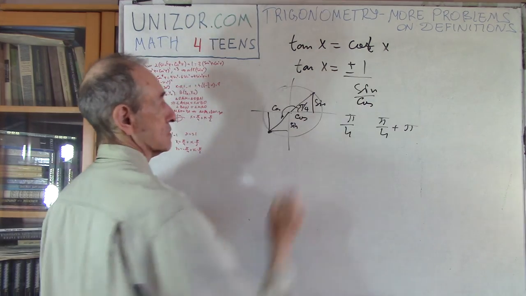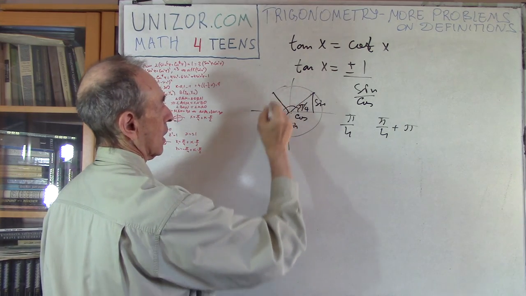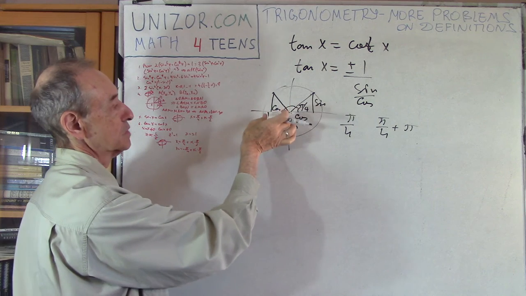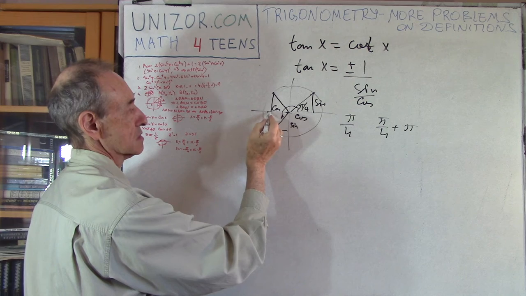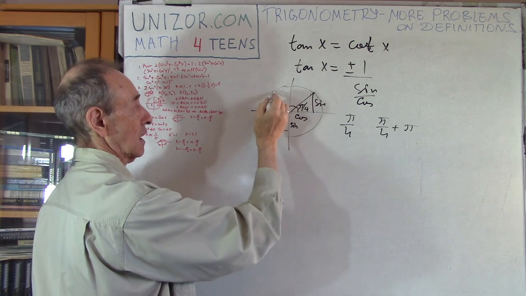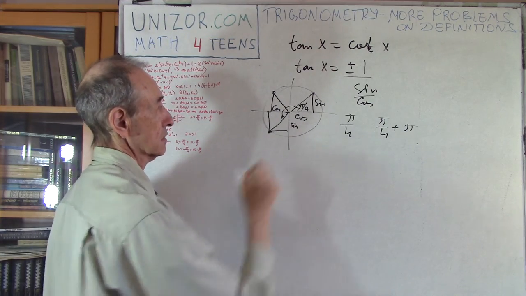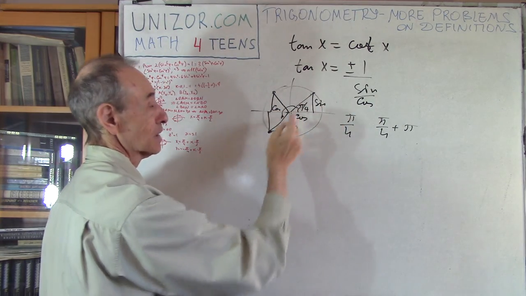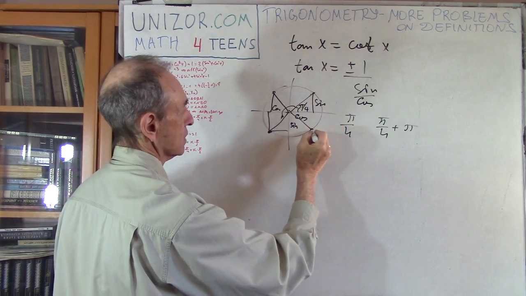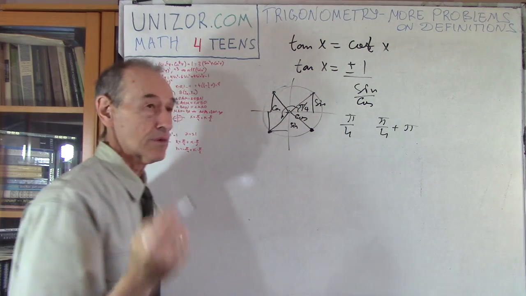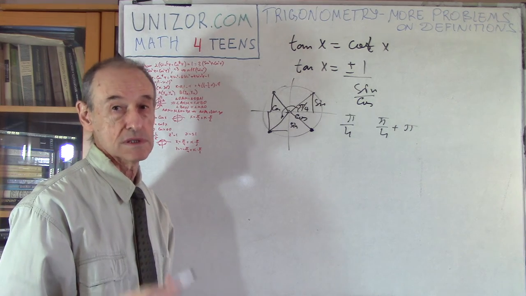Now, minus 1, what would be minus 1? Well, minus 1 would be here. The lengths would be exactly the same, but in this case, the cosine, which is the abscissa, would be negative, and sine, which is the ordinate, would be positive. Then the ratio would be minus 1. They're equal in lengths, but since one of them is negative, the ratio is minus 1. And similar to this. So these four points represent solutions on a unit circle.